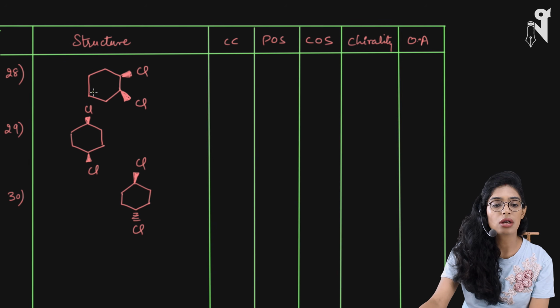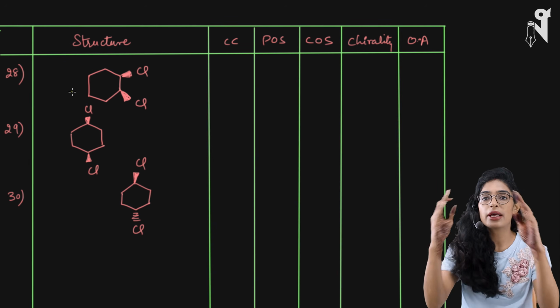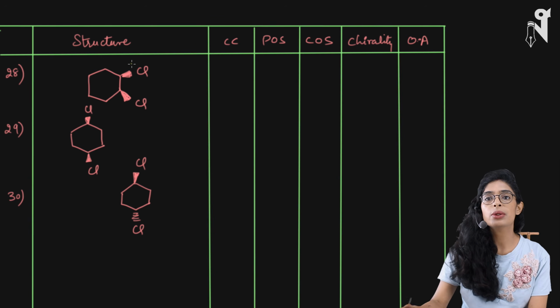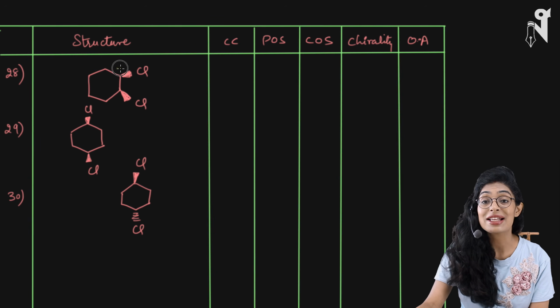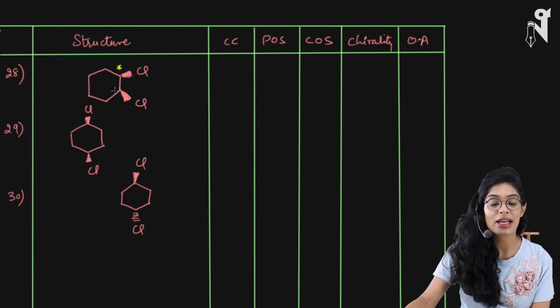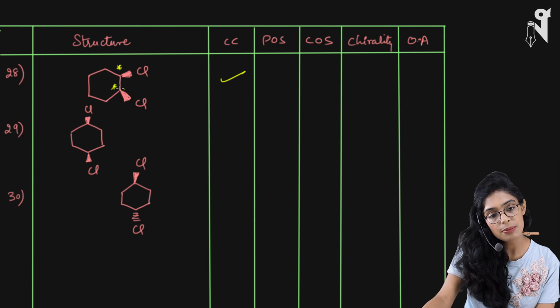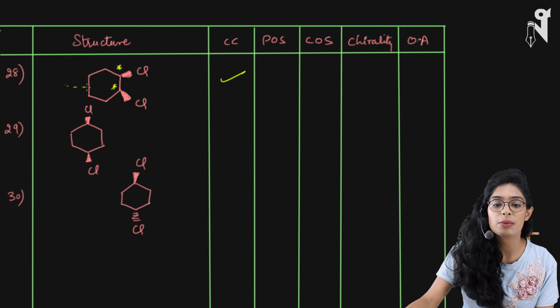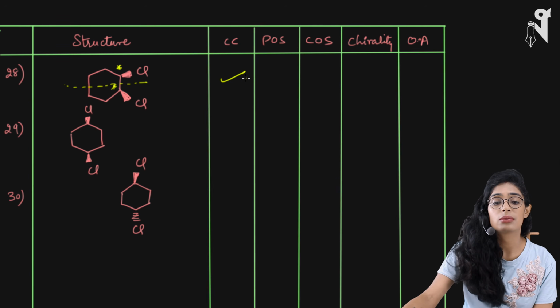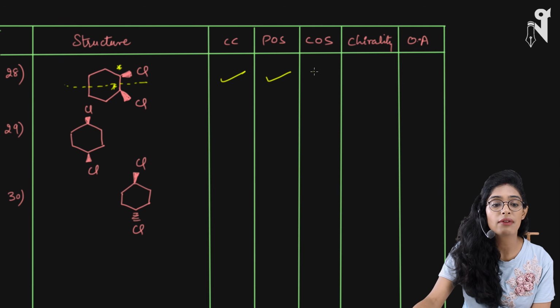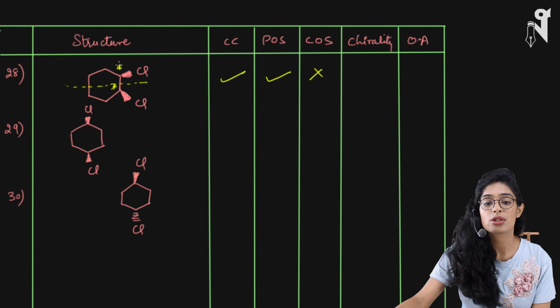Okay, so now let's talk about the explanation of the first one. We have cyclohexane with two chlorines towards the viewer. Does this molecule have chiral centers? Yes, it has two chiral centers. POS is there. If I cut it through this plane, yes, it has POS. Does it have COS? No, it does not have COS because we don't have chlorine at equal and opposite direction.